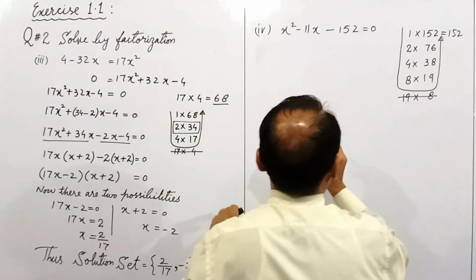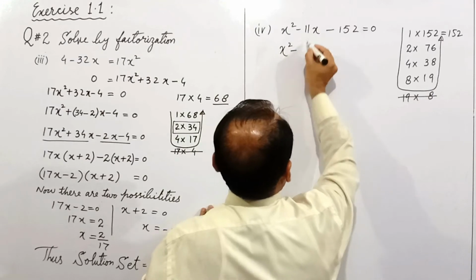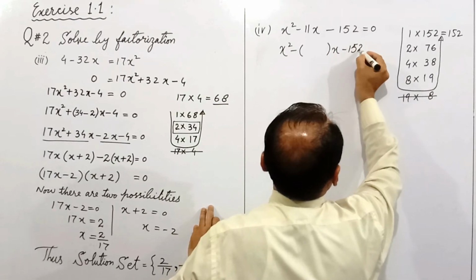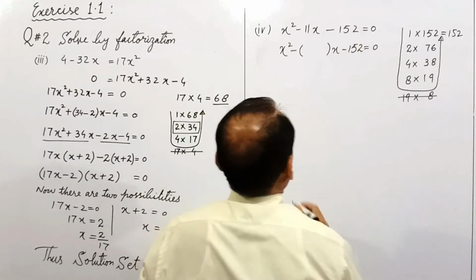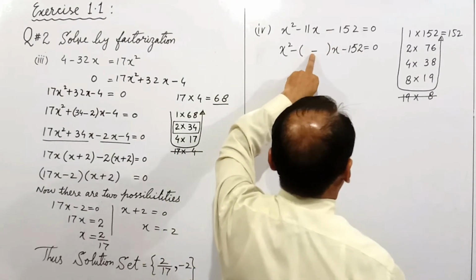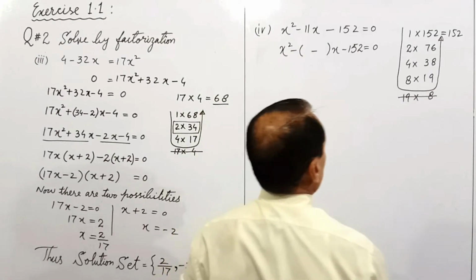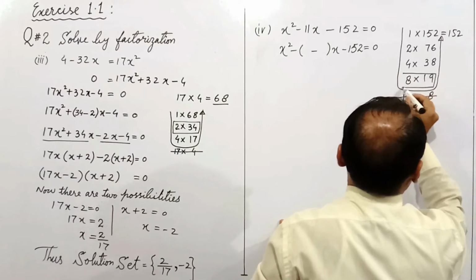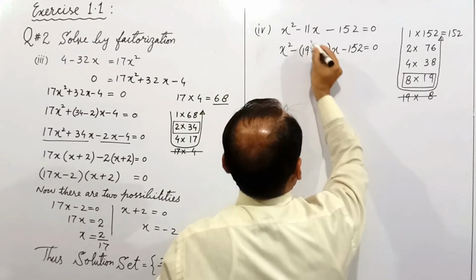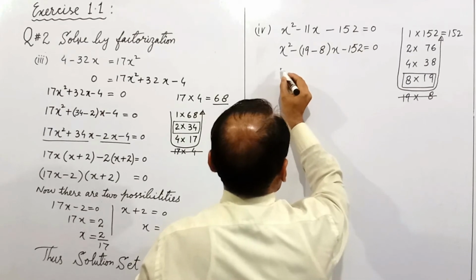So now we have to choose the suitable pair from these. x², in place of 11 we put a bracket, x − 152 = 0. The last term sign is minus, so we do the subtraction to find out 11. So which pair is suitable? 19 and 8, as 19 − 8 = 11. So hence the middle term is correctly broken into two terms.